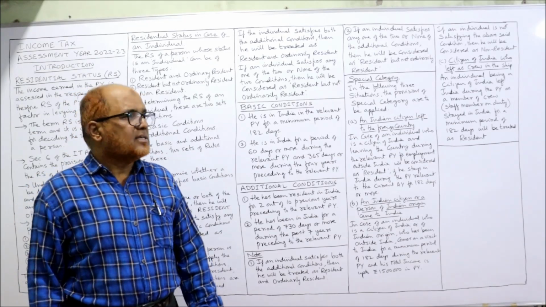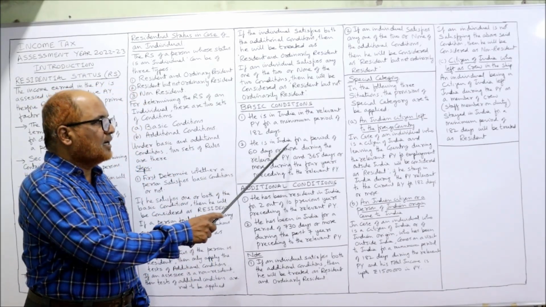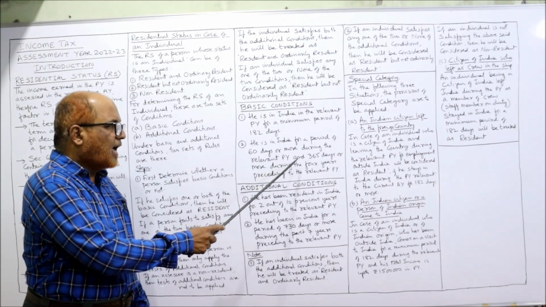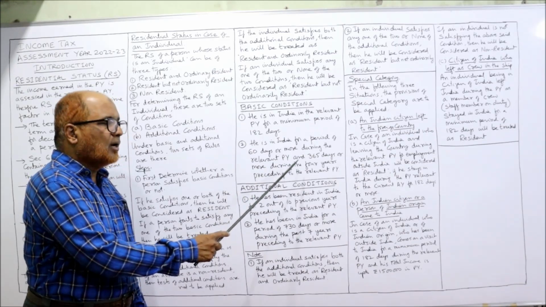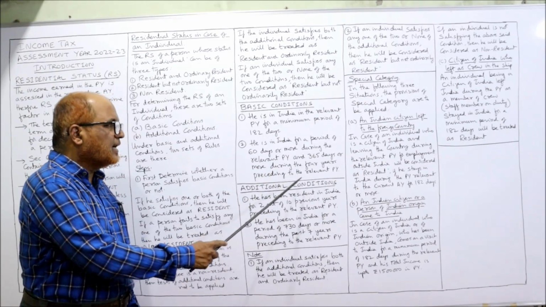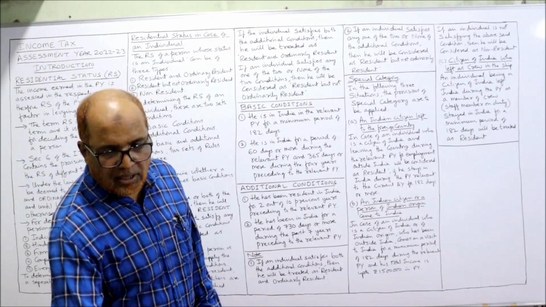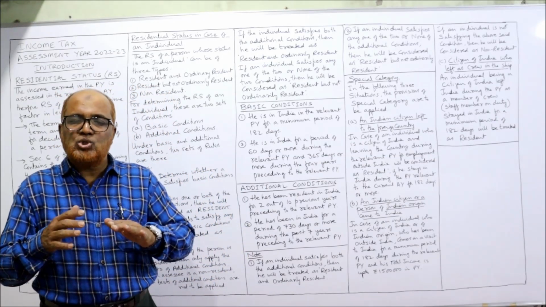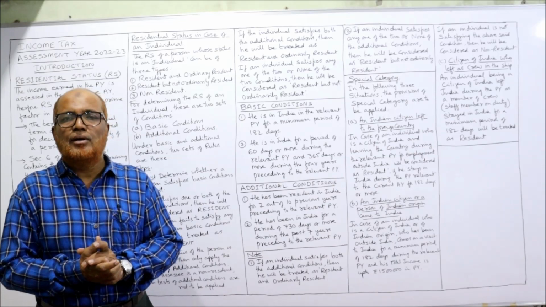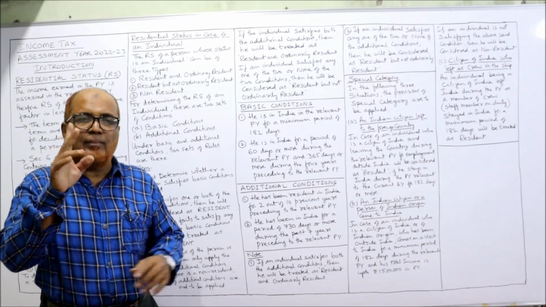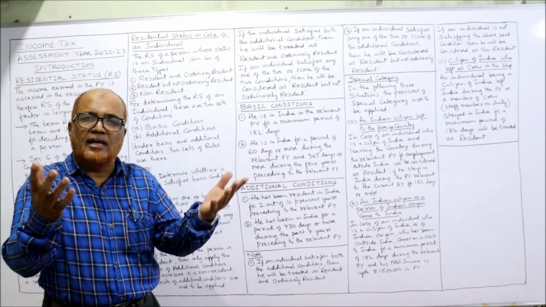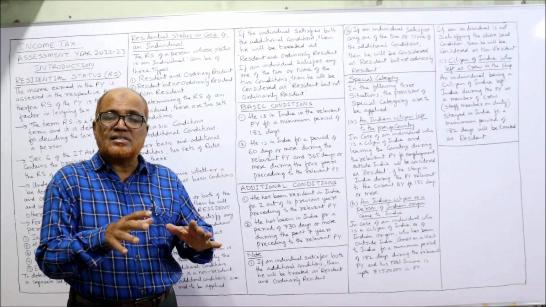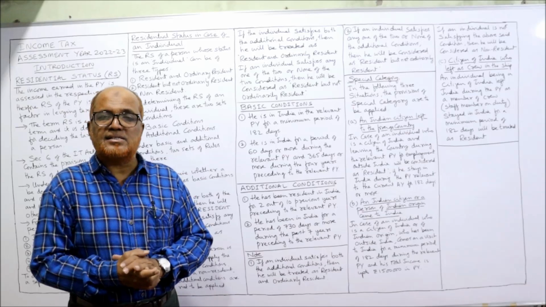First basic condition. Second basic condition, he is in India for a period of 60 days or more during the relevant previous year and 365 days or more during 4 years preceding the relevant previous year. If the first condition is not satisfied, then we have to check the second condition. Because if any one of the basic conditions is satisfied, then he will become resident. So if the first condition is not satisfied, we have to check the second condition.